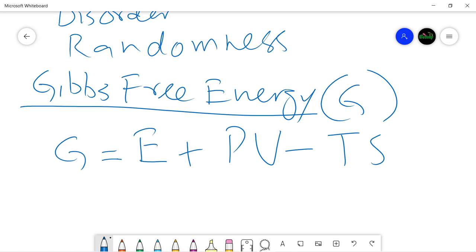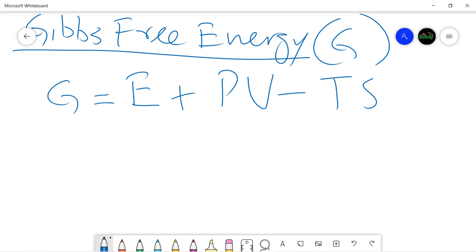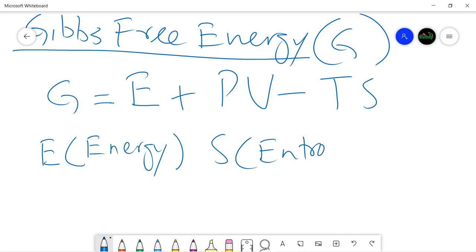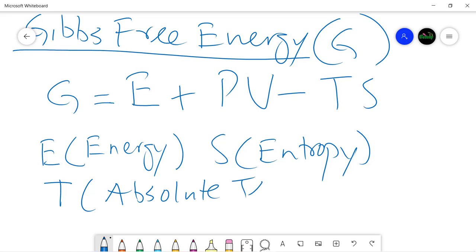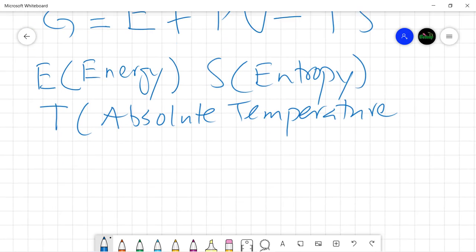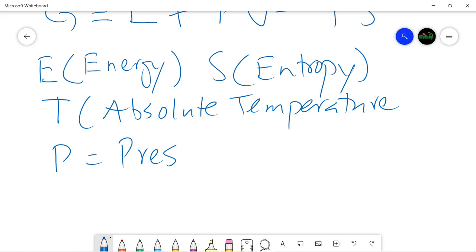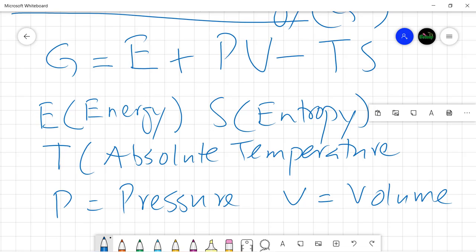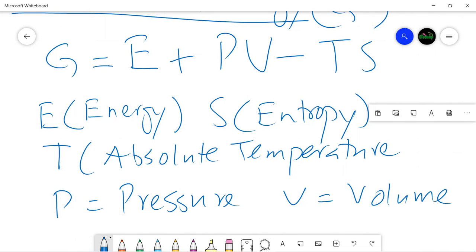PV minus TS. Now what are these variables? In this equation, E is the energy and S is the entropy. T is the absolute temperature, P is the pressure, and V is the volume. So this equation tells us the relationship of these various quantities: energy, pressure, volume, temperature and entropy. E plus PV minus TS is equal to G, the Gibbs Free Energy.